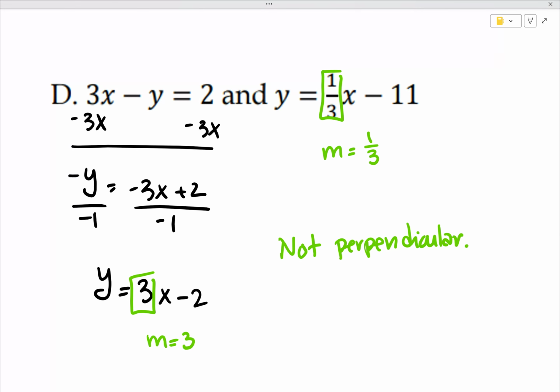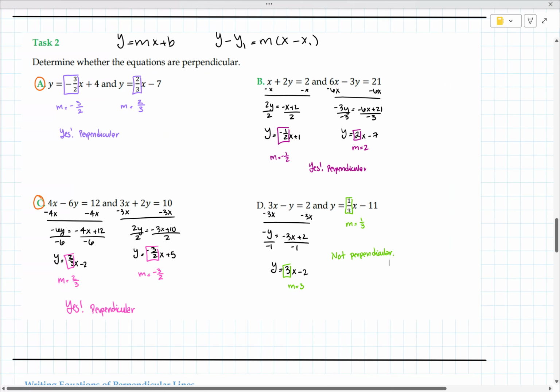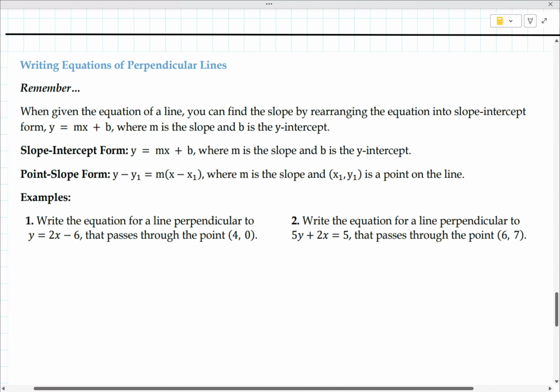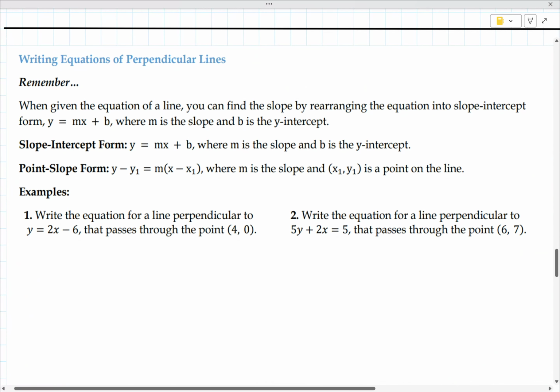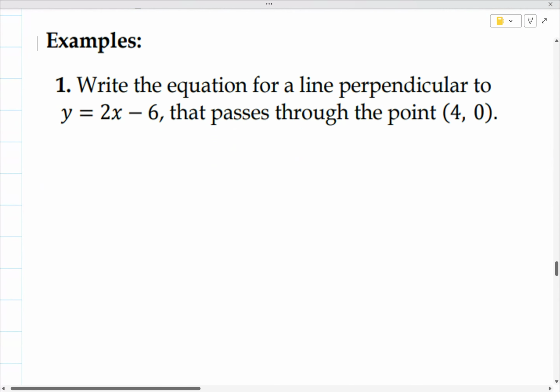All right, moving on. So similar to how we ended it last week with parallel equations, we are going to talk about writing equations of perpendicular lines. So again, we have those two formats, slope-intercept, y equals mx plus b, and point-slope form. Remember, point-slope form is our good one to start with, and we can always solve for y depending on what the question asks for. So I'm going to go through 2 examples for you, and then I'll give you some to try. All right, so example 1.